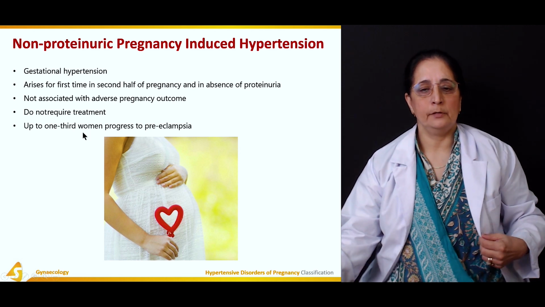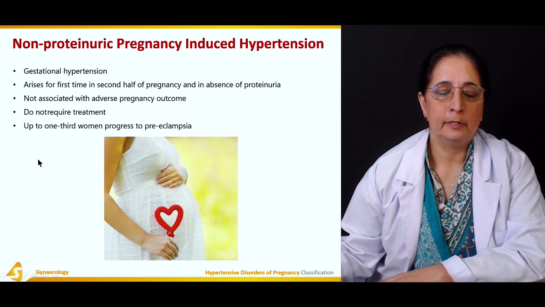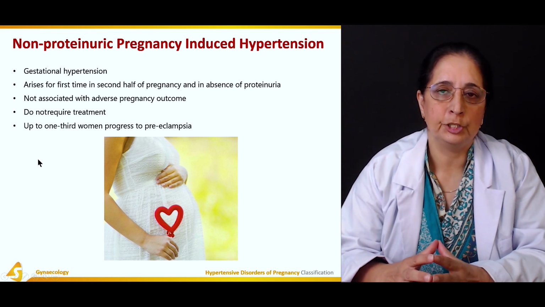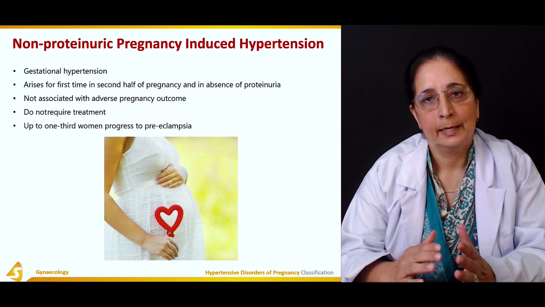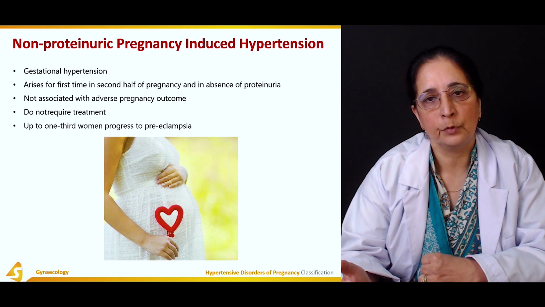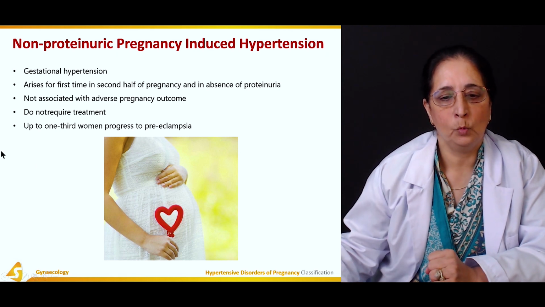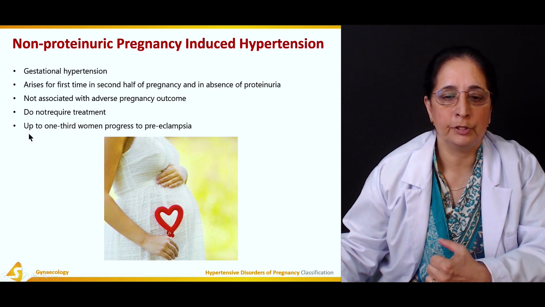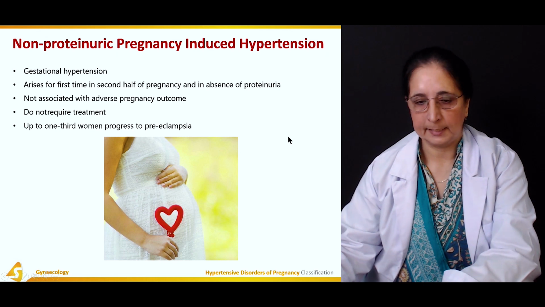Up to 1/3 of women progress to pre-eclampsia. So even gestational hypertension, which is initially non-proteinuric, can progress to pre-eclampsia and the proteinuric type of hypertension. Up to 1 out of 3 women progress to pre-eclampsia.